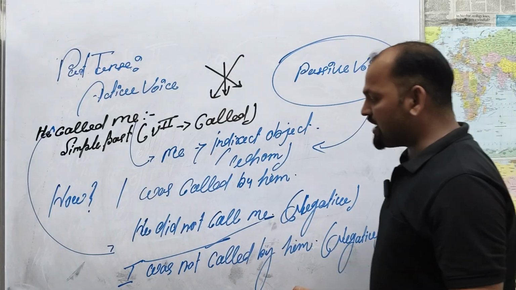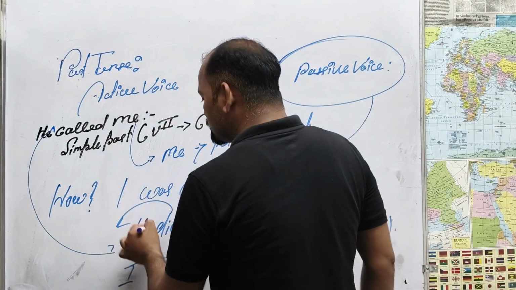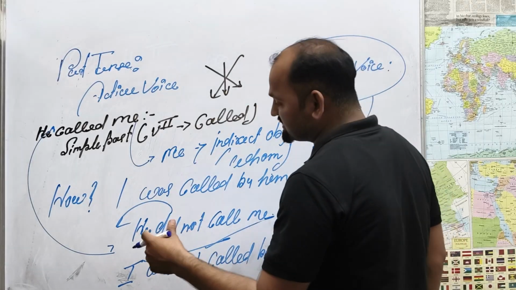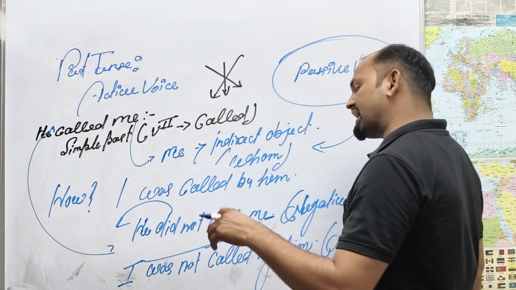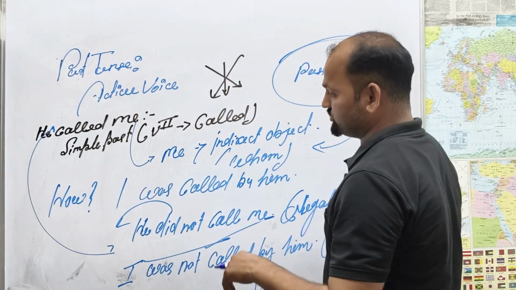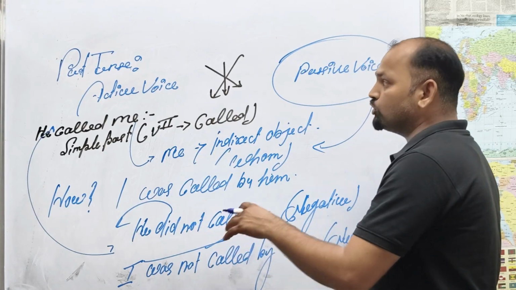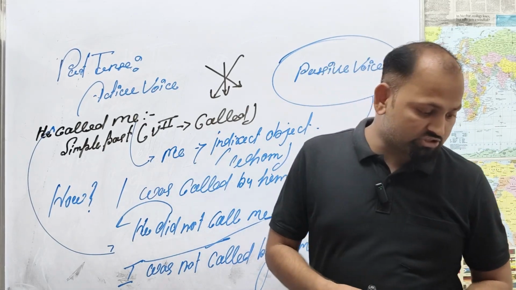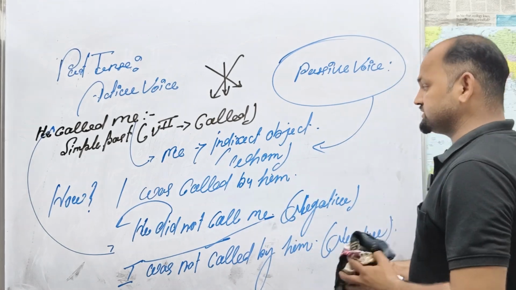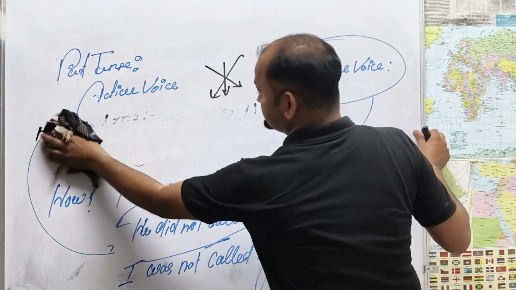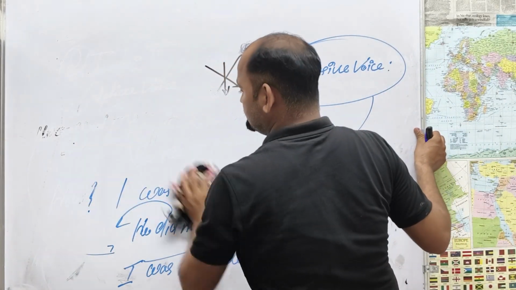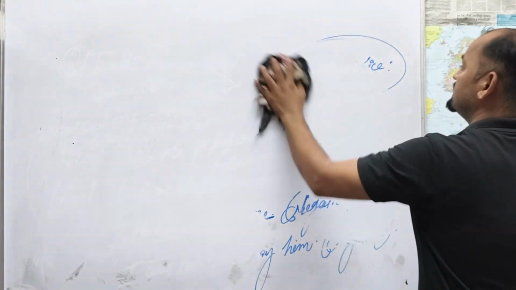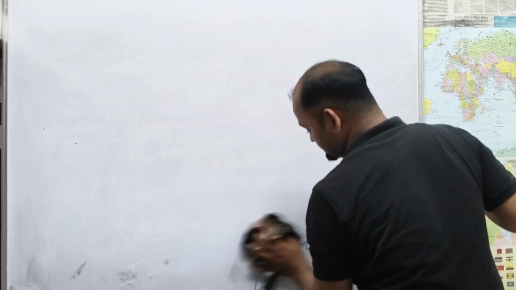Or let me ask, if I ask you, did he? We can say this is a yes or no based interrogative. And if you start with the WH word, we can say this is the WH word based interrogative. Okay, I hope you are understanding the simple past. Now I will discuss past continuous tense along with it.